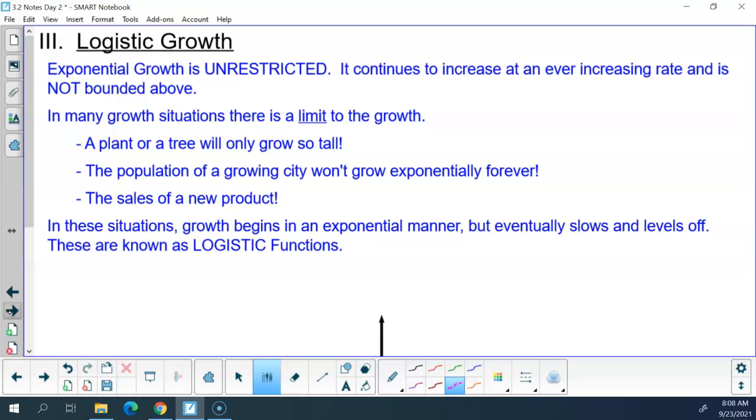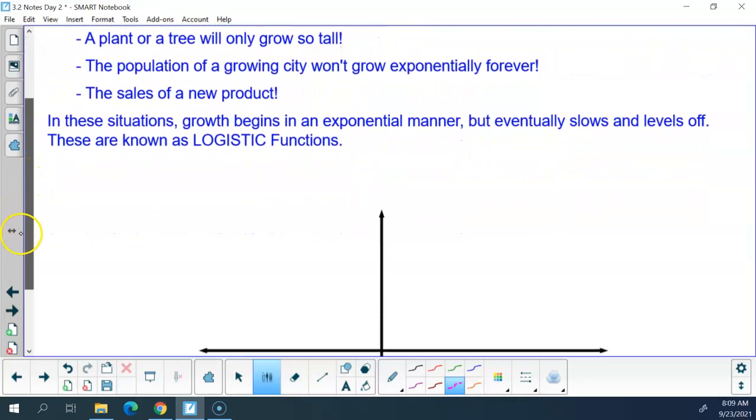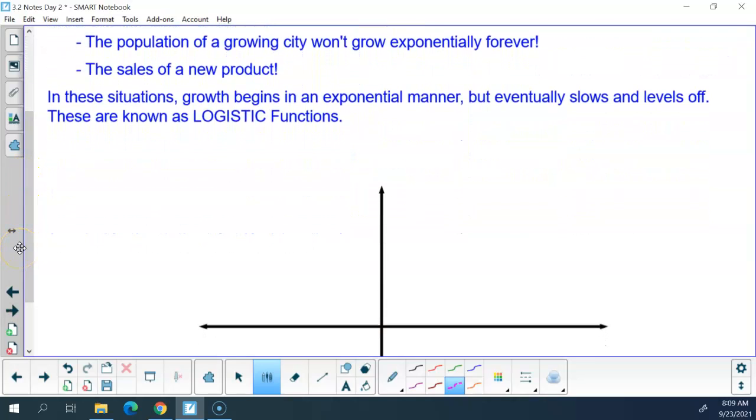In these situations, growth begins in an exponential manner, but eventually it slows and levels off. We call these logistic functions. A logistic function starts out and grows exponentially, but then it levels off and doesn't grow past its limit.